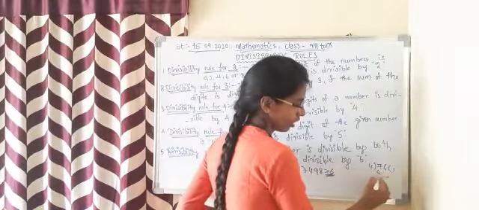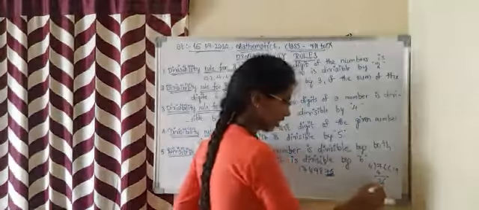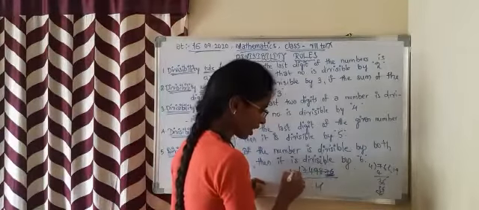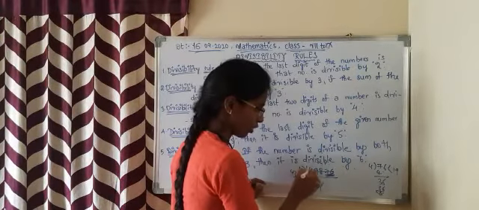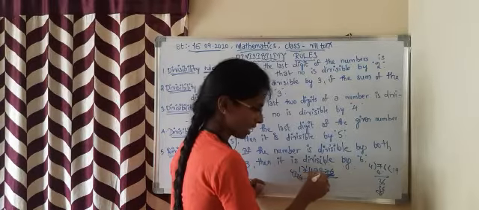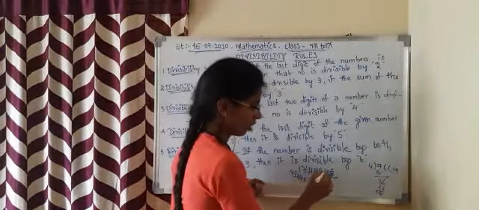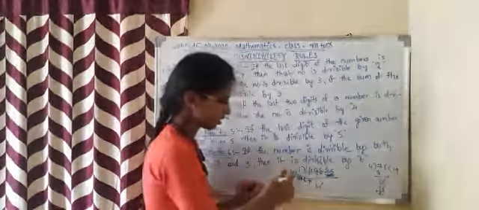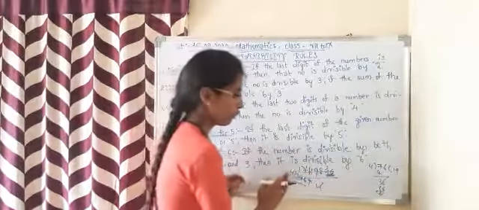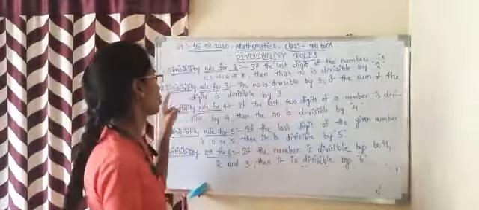4 ones are 4, 3, 6, 4 nines are 36. Therefore, this whole number is also divisible by 4. Let's see how. 4 fours are 16, 1 will remain. 4 threes are 12, 2 will remain. 4 sevens are 28, 1 will remain. 4 fours are 16, 2 will remain. 4 sixes are 24, 3 will remain. 4 nines are 36. Hence this number is exactly divisible by 4. This is the divisibility rule for 4.